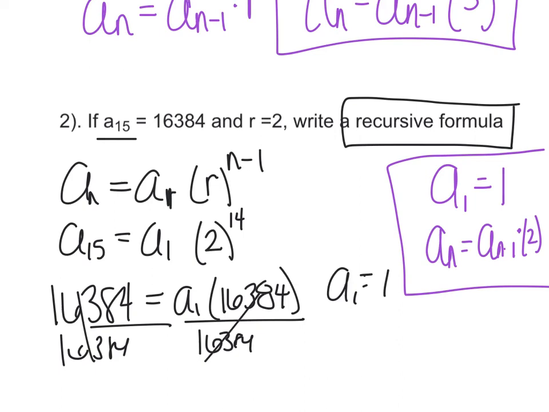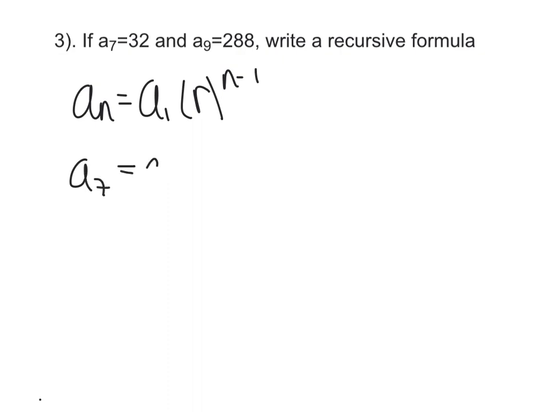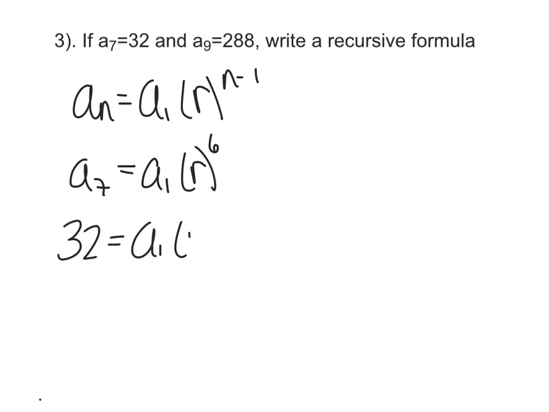All right, we've got one more big bear to tackle. So this one's even uglier because they don't give you the ratio or a sub 1. So you have a lot of finding to do before you can just go write a recursive formula. So we know a sub 7 and a sub 9. So I'll start with those explicits. A sub n equals a sub 1 ratio to the n minus 1, and I'll plug in my two pieces. So a sub 7 equals a sub 1 ratio, 7 minus 1 is 6. So 32 equals a sub 1 r to the 6th. And again, that's as far as I can go with that piece. And then I'll do the same with the next one.